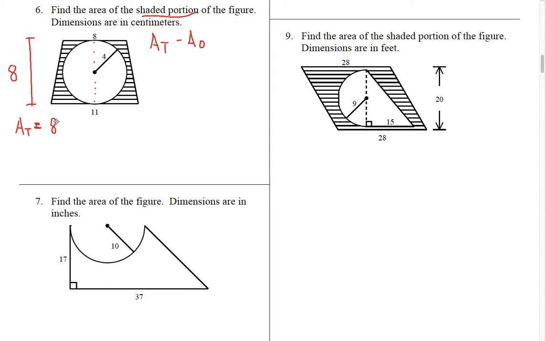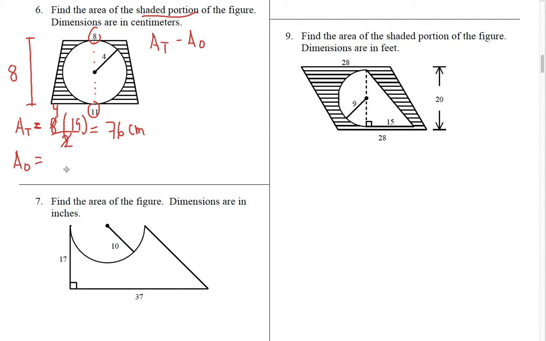So I'm going to take 8 and multiply it by the sum of the bases. That would be 8 plus 11, which is 19. And then I divide that by 2. I can cancel the 2 and the 8, so that would be 4 times 19, which is 76 centimeters. So I know the area of the trapezoid is 76 centimeters, and now all I have to do is subtract the area of the circle.